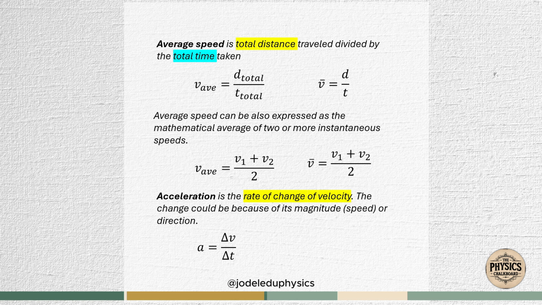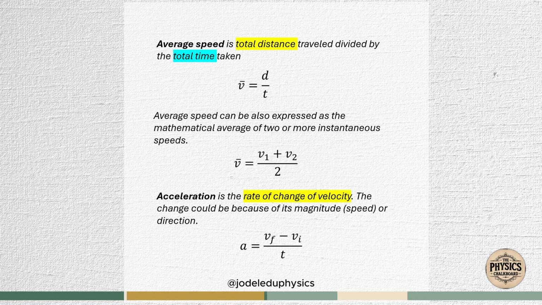This description for acceleration then can be translated mathematically as acceleration is equal to delta v divided by delta t. This means acceleration is the change in speed divided by the change in time. We can be more specific about the change in speed by writing it as final speed v sub f minus initial speed v sub i. These three equations form the foundation for describing motion in physics. They focus on two key aspects of motion: speed and acceleration.